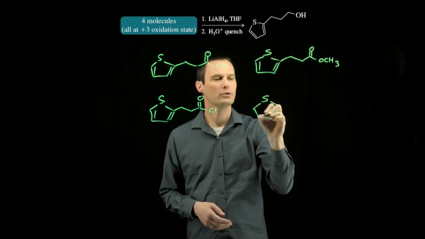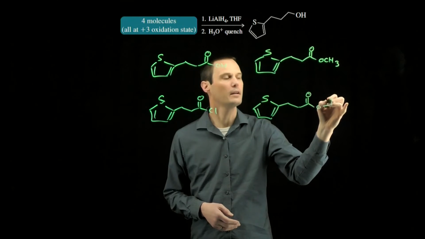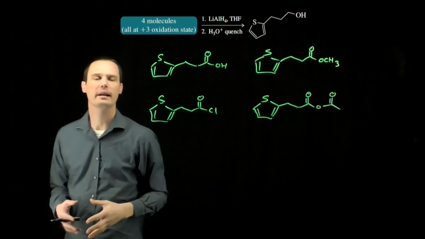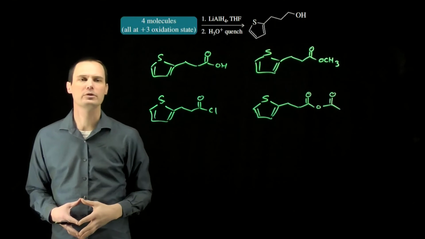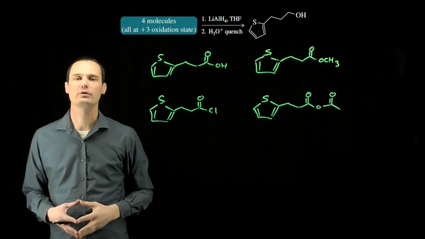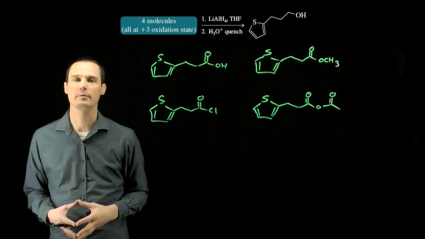And the final functional group that we can reduce to a primary alcohol is an anhydride. And again, it doesn't matter what the other side of the anhydride looks like, any anhydride will work. They will all be reduced to this primary alcohol. Carboxylic acid, acid chloride, ester, and anhydride. These are the 4 functional groups that will be reduced to a primary alcohol with lithium aluminum hydride.